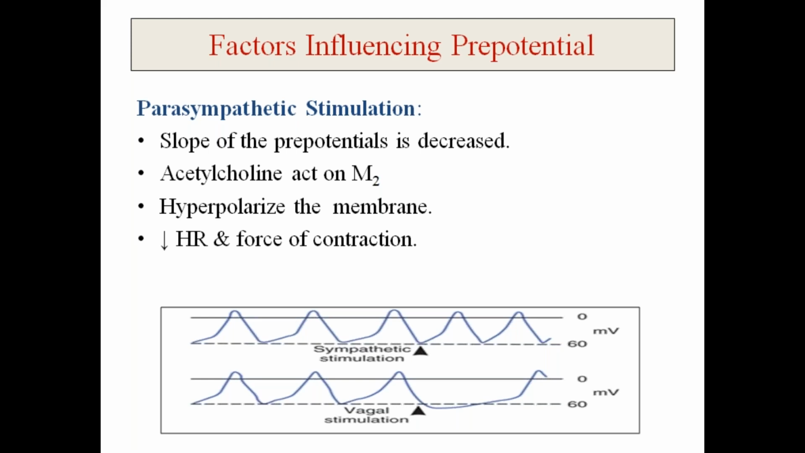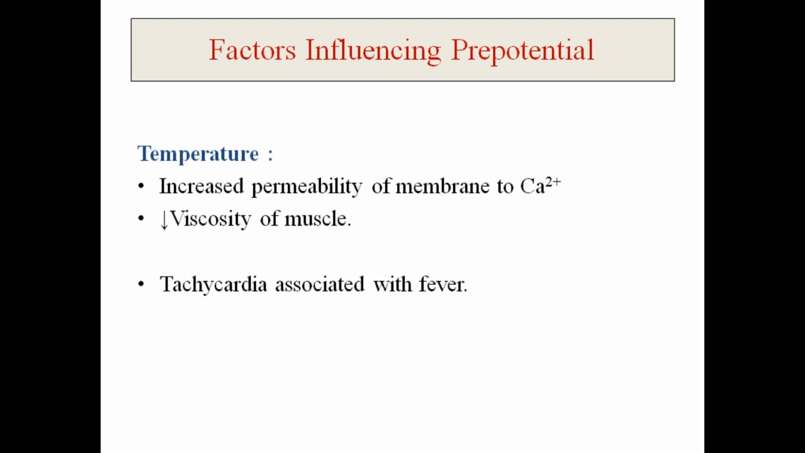Because of this M2 activation, there is activation of potassium ion channel, and there is activation of calcium channel. So because of these two factors, that is activation of potassium channel and activation of calcium channel, the slope is increased, and because of that, the force of contraction and the rate of contraction are both increased.